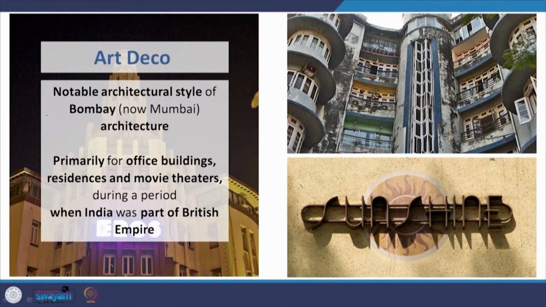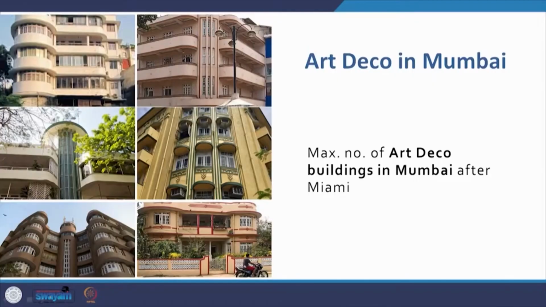And then we have Art Deco in buildings in Mumbai. So the notable architectural style of Mumbai architecture, which was primarily for office buildings, residences, movie theatres during a period when India was still a part of the British Empire.